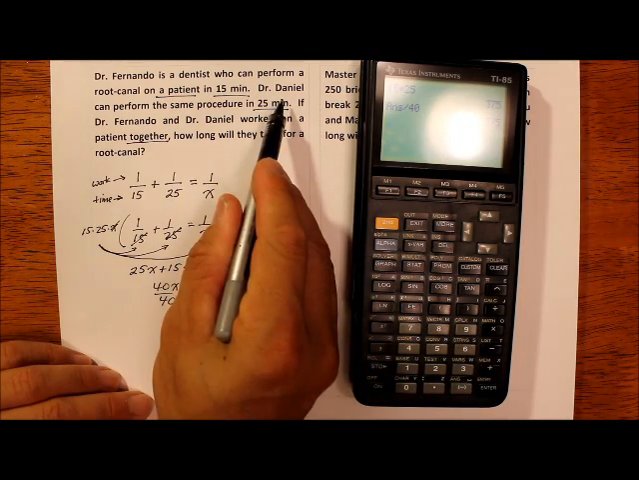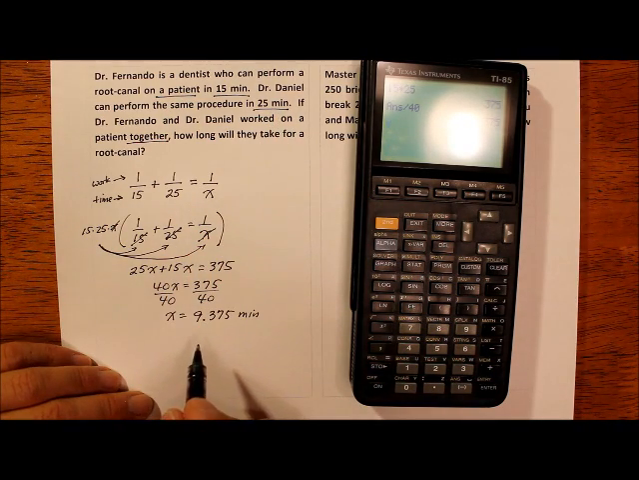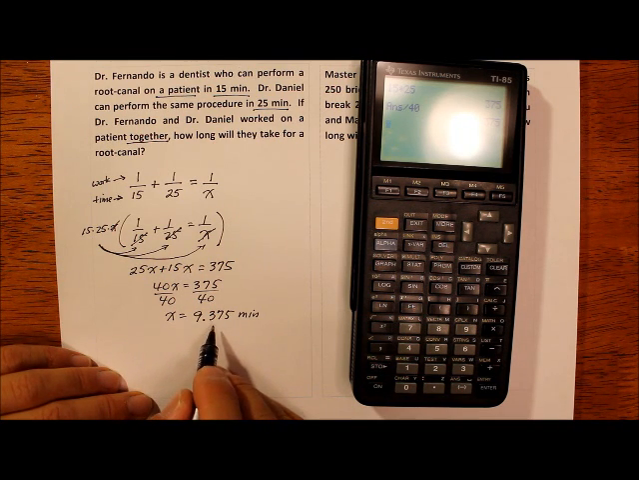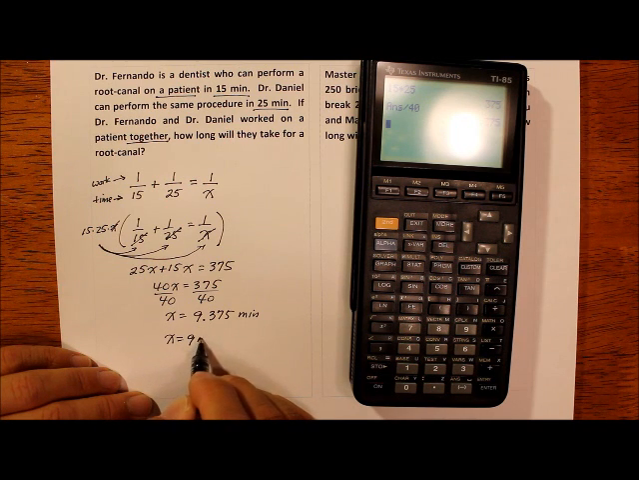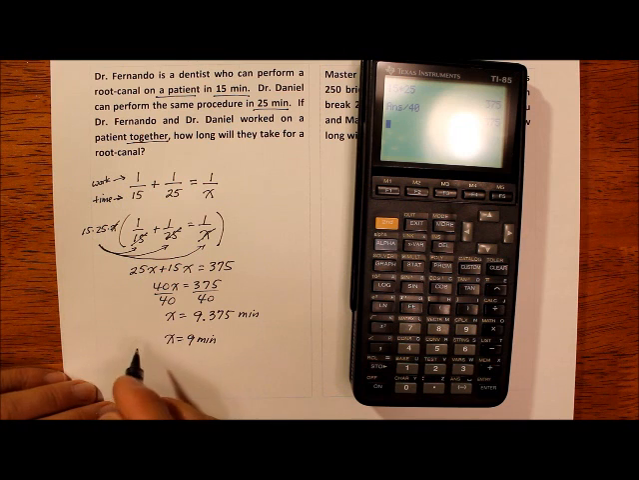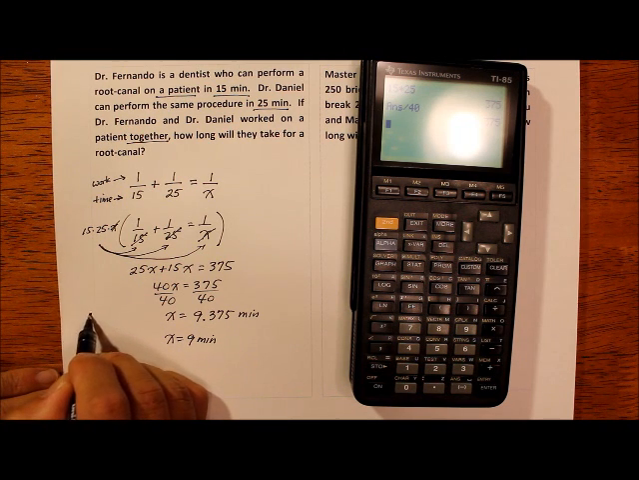if Dr. Fernando and Dr. Daniel work together on one patient. But wait, sometimes I expect my high-performing students to indicate this in chronological number. So I say, well, what does 9.375 mean? Because that is like saying 9 minutes, that's for sure. But what on earth is 0.375? So we have to do a little scratch work over here.